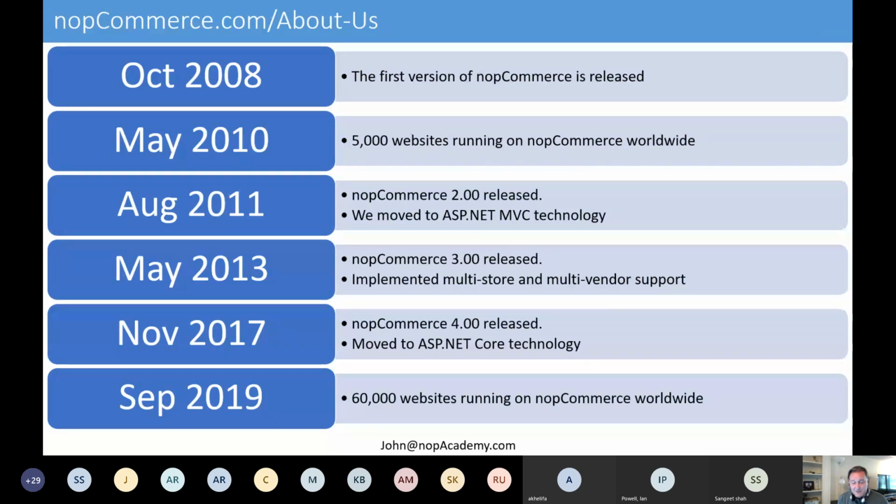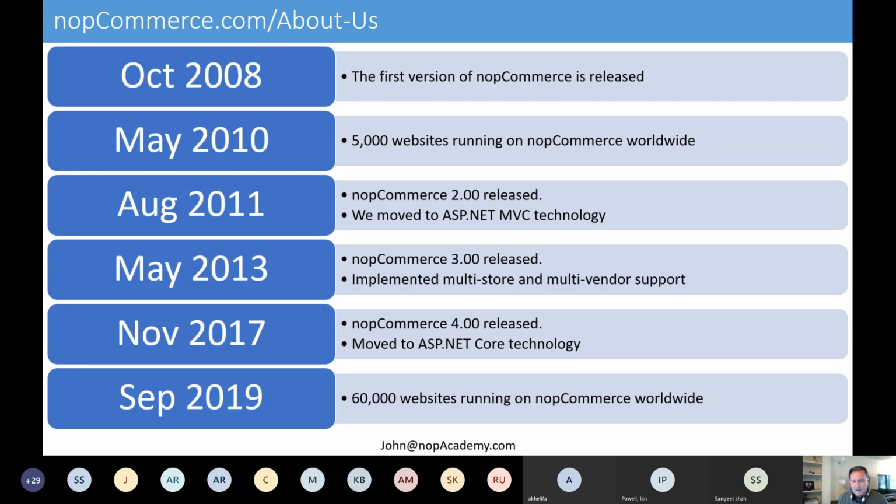In 2011, version 2.0 was released. I believe they moved from a web forms structure into MVC architecture, which was a pretty big move back then. Then in 2013, a couple years later, they implemented some pretty big features for the 3.0 release, being multi-store and multi-vendor. That was a pretty big release for them. In 2017, the 4.0 release, at a code level, things were moving towards supporting ASP.NET Core. Again, that was a pretty big milestone.